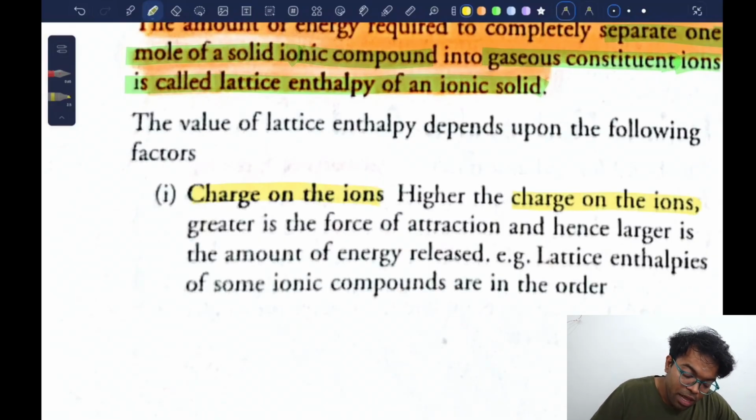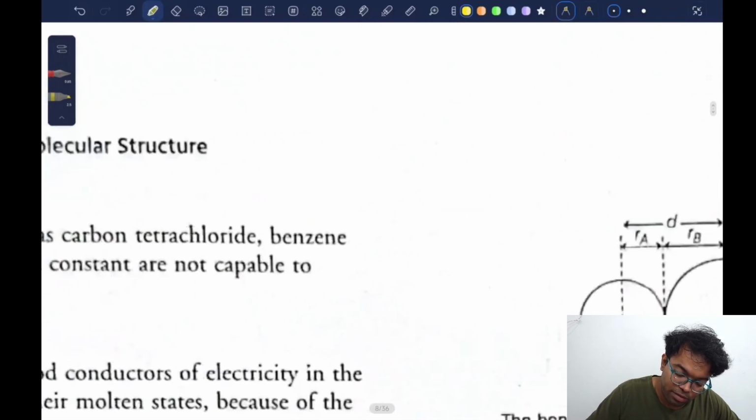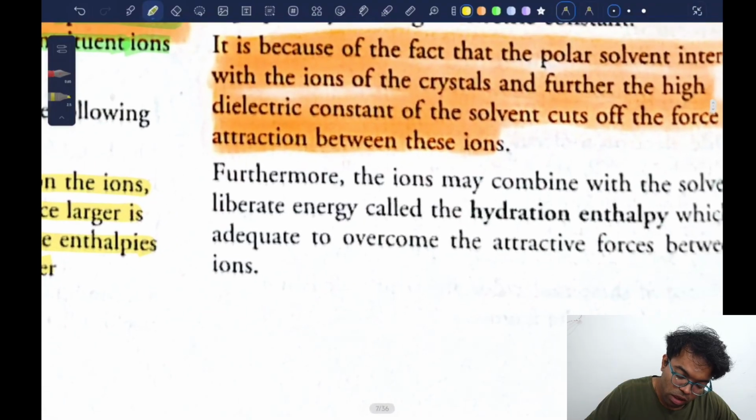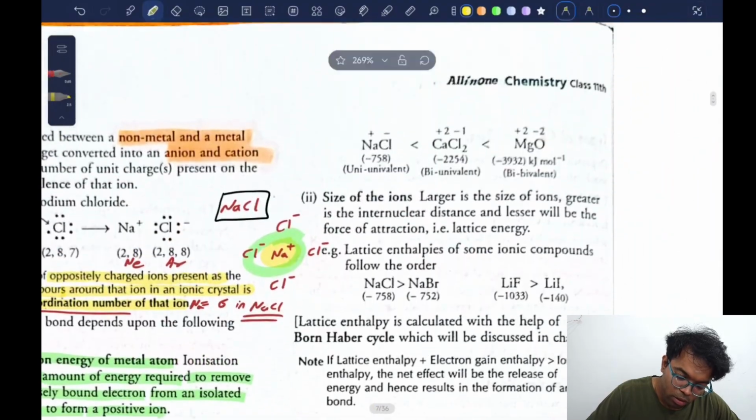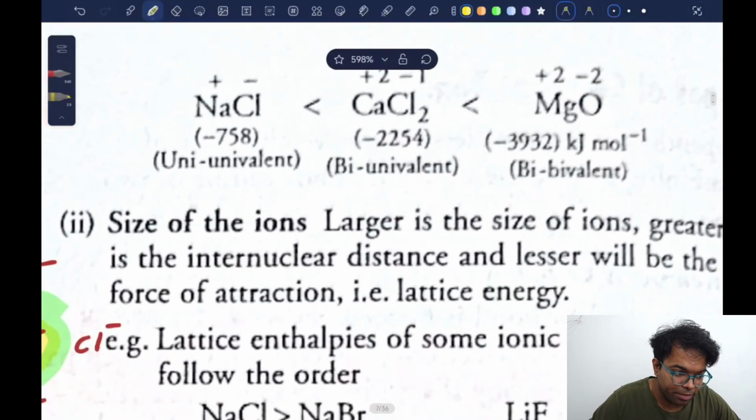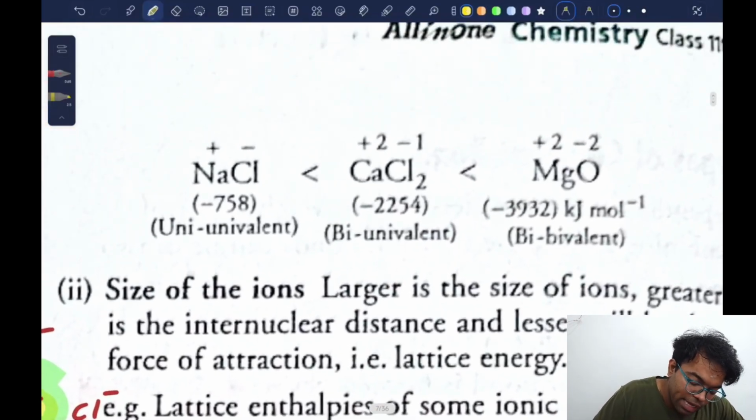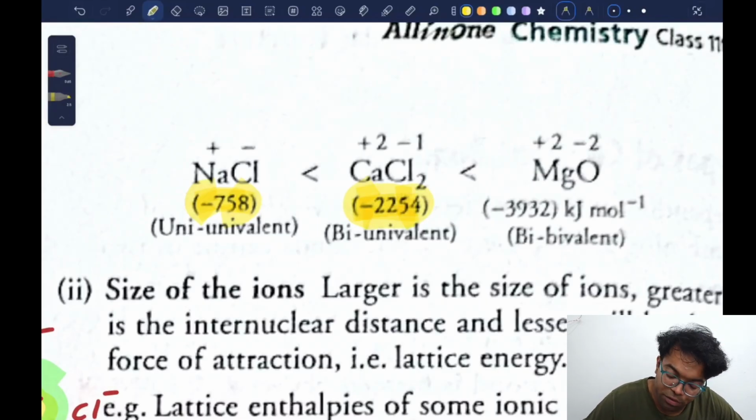The higher the charge on the ion, the greater the force of attraction, and hence the larger the amount of energy released. For example, the lattice enthalpies of some ionic compounds are in this order. For example, sodium chloride has a lattice enthalpy of minus 758. You know what that means? This much energy was released when the bond actually formed, and this much energy was released when the bond actually formed.